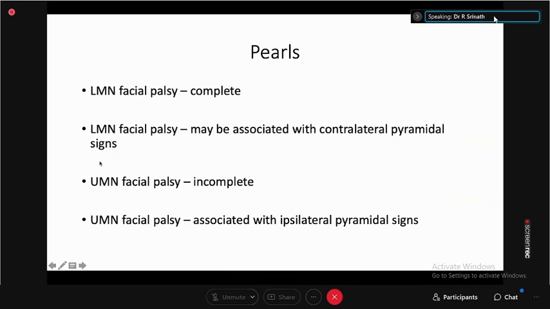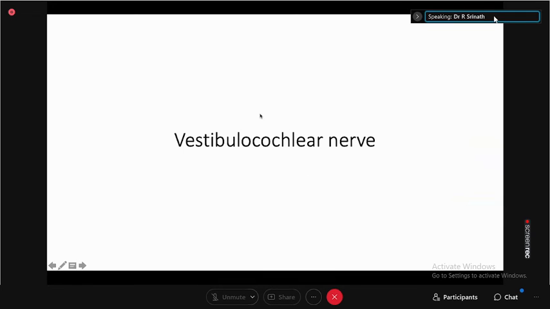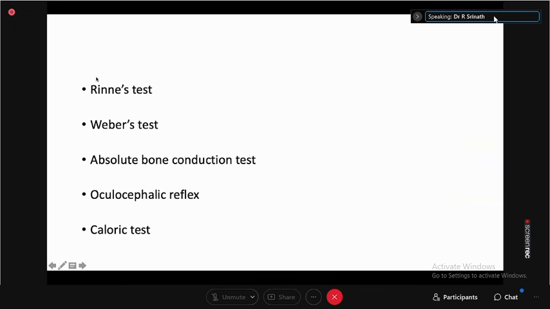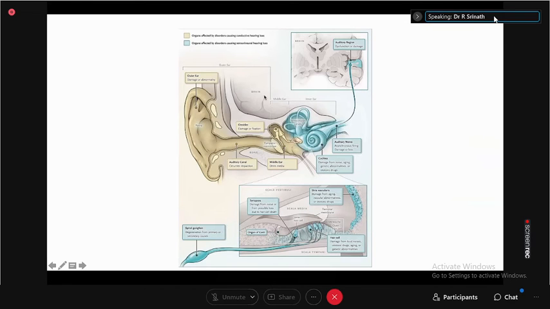Whereas in UMN facial palsy, the upper half of the face is spared and it is usually associated with ipsilateral pyramidal signs, classically in strokes. Coming to the 8th cranial nerve, the tests which you do are Rinne's test, Weber's test, absolute bone conduction test, oculocephalic reflex, and caloric test. I'll not go into the details of the vestibulocochlear nerve.